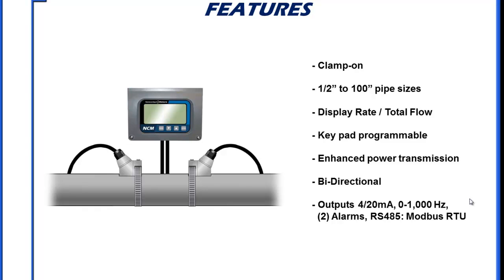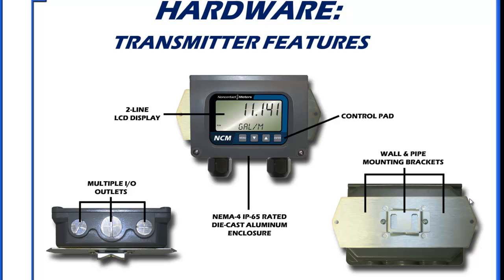Transit time flow meter is bidirectional and measures positive flow and it measures negative flow. And there's a whole host of outputs. The basic model would have a 4 to 20 milliamp output, a frequency output, and you can get a couple alarm points and read MODBUS. And there's other features as we go through the program today.